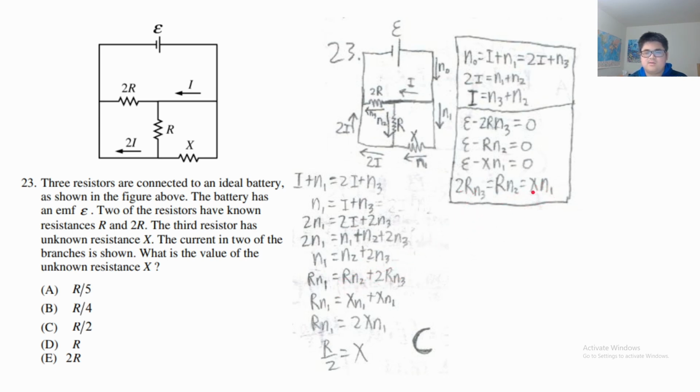So we can substitute Xn1 in for Rn2 and 2Rn3. So we get Rn1 equals Xn1 plus Xn1, and then we say that that is equal to 2Xn1, and then we divide both sides by 2n1, and we get R over 2 equals X. So the answer to question 23 is equal to C, because X, the resistance of X, is R over 2.